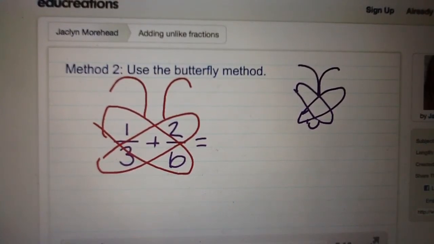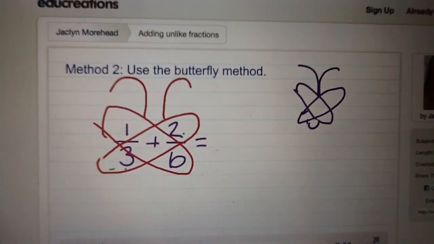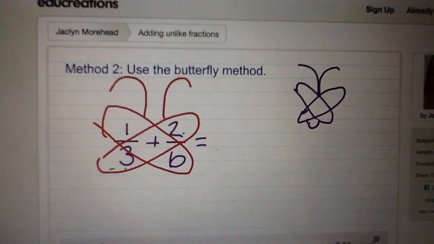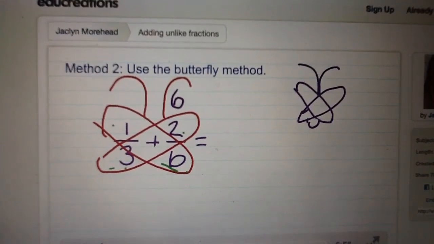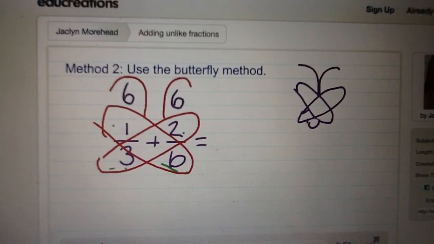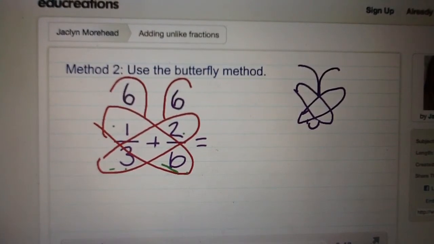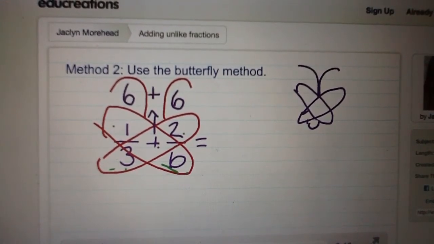So I have my wings, and now I'm going to draw my antennas. So 3 times 2, since those are the ones in the same wing, those are the connected ones, 3 times 2 equals 6. And then over here, in the other wing, 6 and 1 are in the same wing. 6 times 1 equals 6. And I'm multiplying because the wings make an X. This plus sign right here will actually be carried right up in the middle.